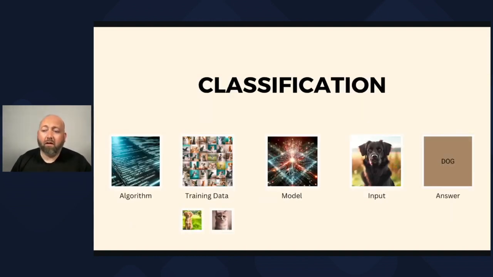Now, for a long time, AI models worked in what's called classification. So you have an algorithm, you have training data. In this case, the training data is a load of pictures of cats and dogs. And then the algorithm runs over that training data and creates a model. That model then can be communicated to.